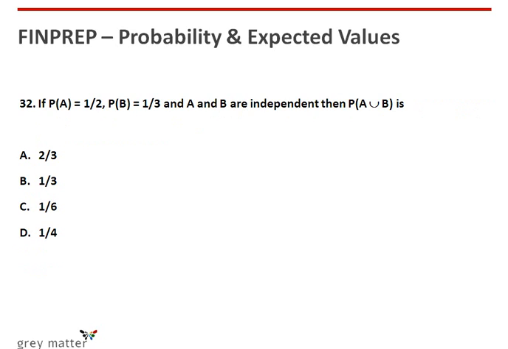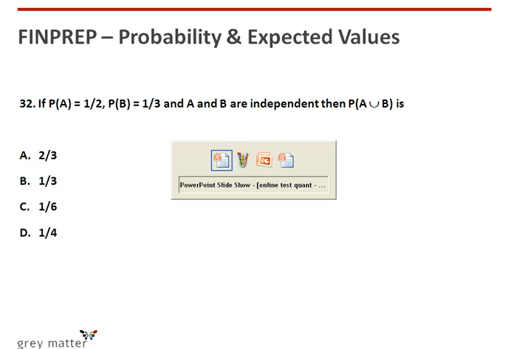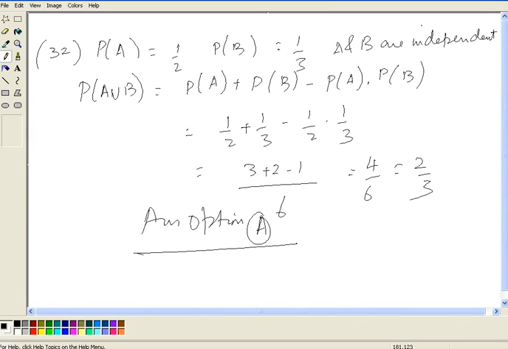32nd problem. If P of A is half, P of B is 1 by 3, and A and B are independent, then we need to compute P of A union B, that is probability of A union B. So given these inputs and A and B being independent, P of A union B will be P of A plus P of B minus P of A intersection B, which is P of A into P of B. Substituting these values and simplifying, we get the answer as 2 by 3. So the answer is option A.